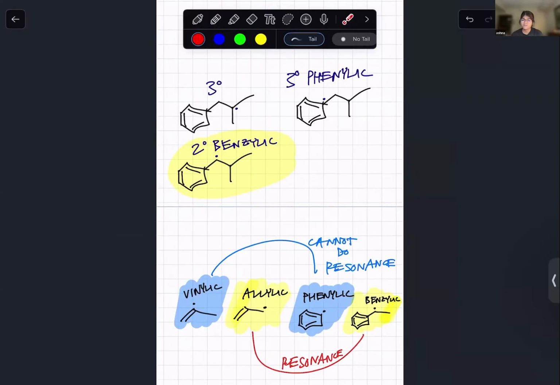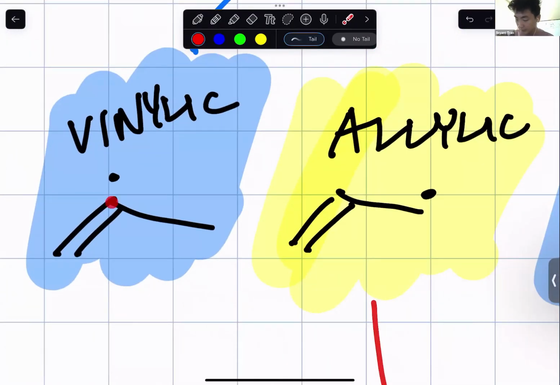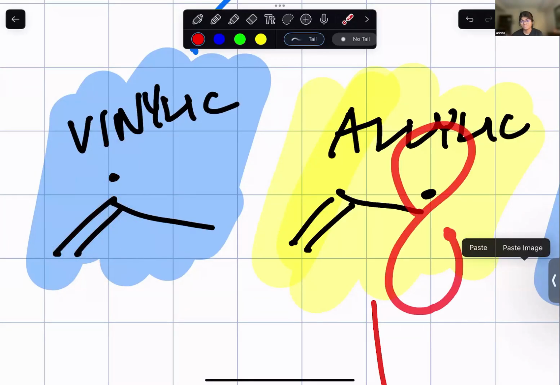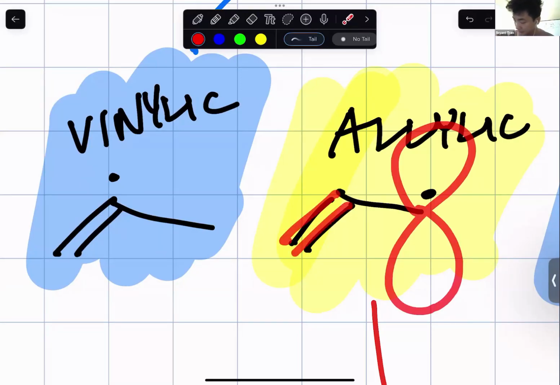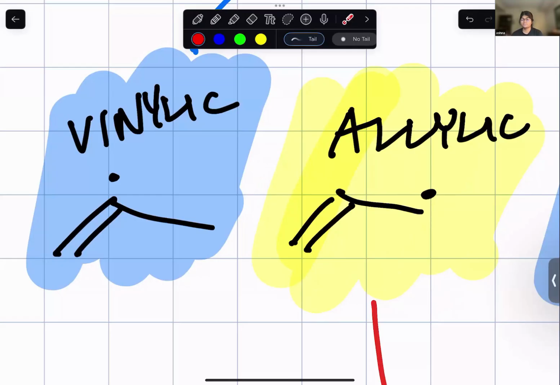Wait, why can't vinylic do resonance? Vinylic can't do resonance because it's on a carbon that is already double bonded. Oh, okay. Right, and this double bond here is occupying the empty p orbital, which makes the radical in an sp2 orbital, making it localized, stuck there. Okay. Right? But because this carbon here is next to the double bond with p orbitals, this radical here can hop onto those p orbitals and do resonance with them. Okay. Yeah. Well, that's all the clarifications from my end.